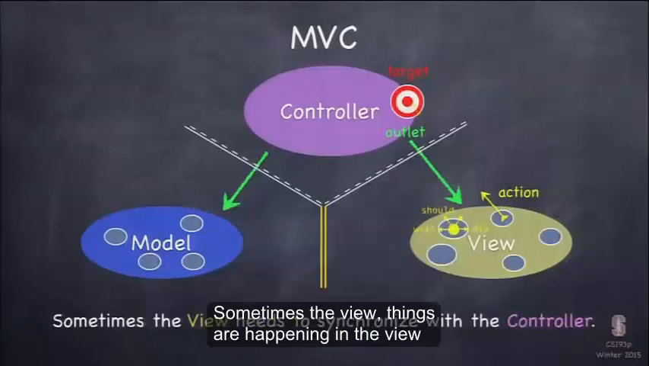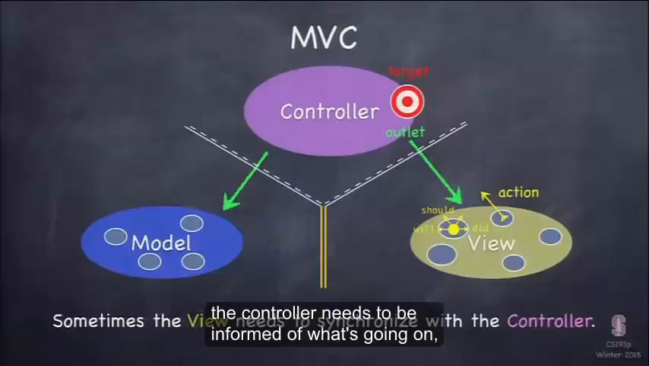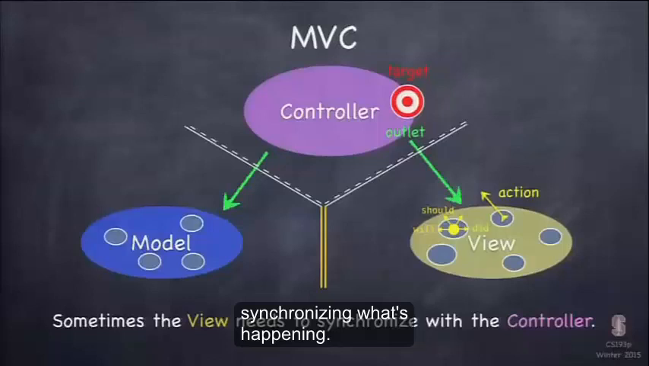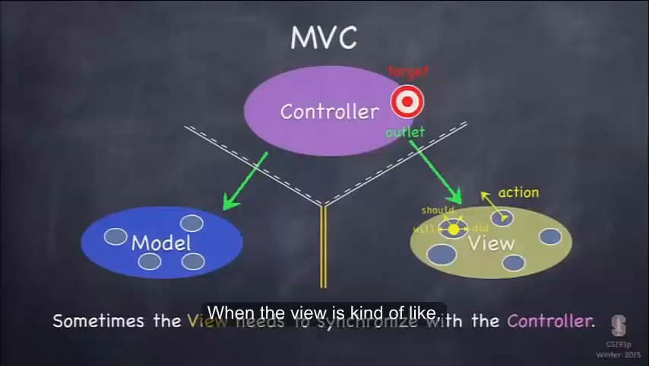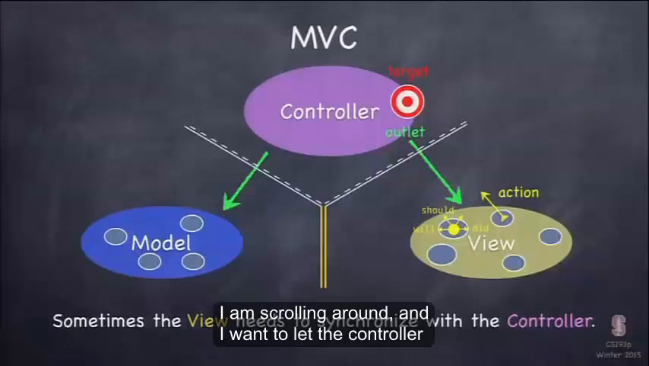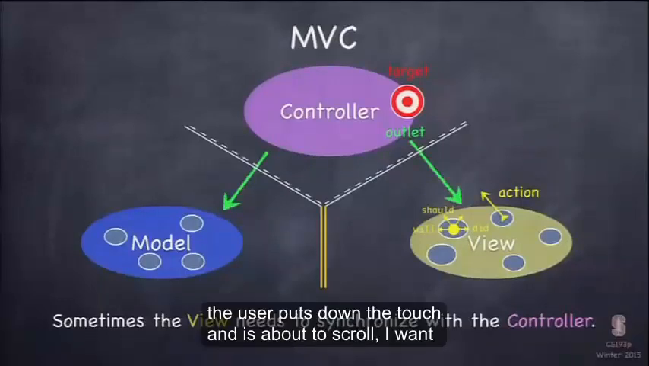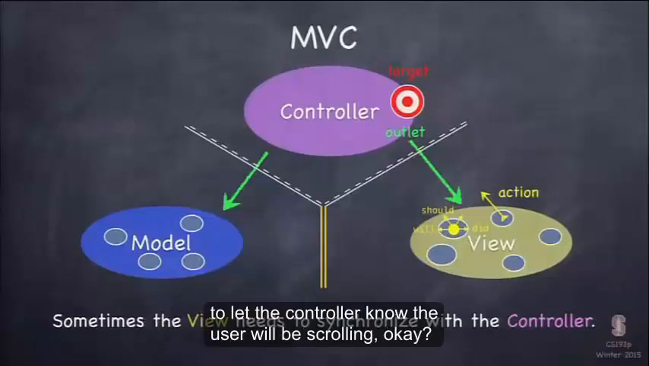Sometimes things are happening in the view that are somewhat complicated, and the controller needs to be informed of what's going on, synchronizing what's happening. One way to think about this is these words I put up here: will, should, and did. Let's say I'm a scroll view and I'm scrolling around, and I want to let the controller, somebody, know that the user just did scroll. Or the user puts down the touch and is about to scroll, I want to let the controller know the user will be scrolling.